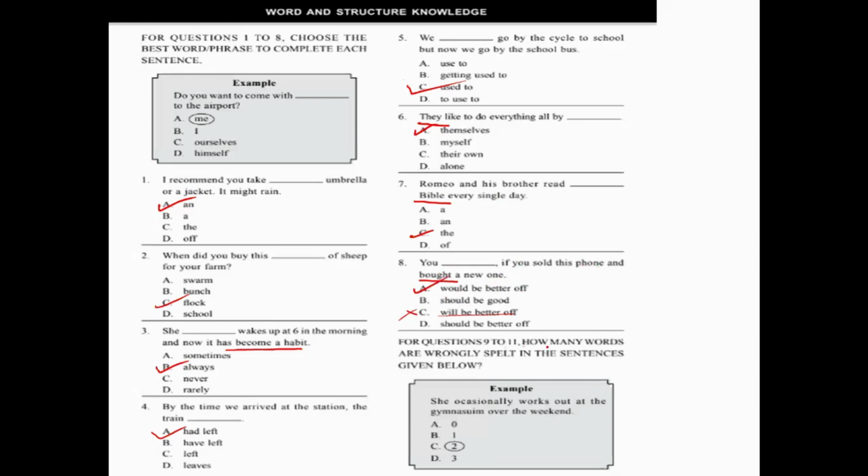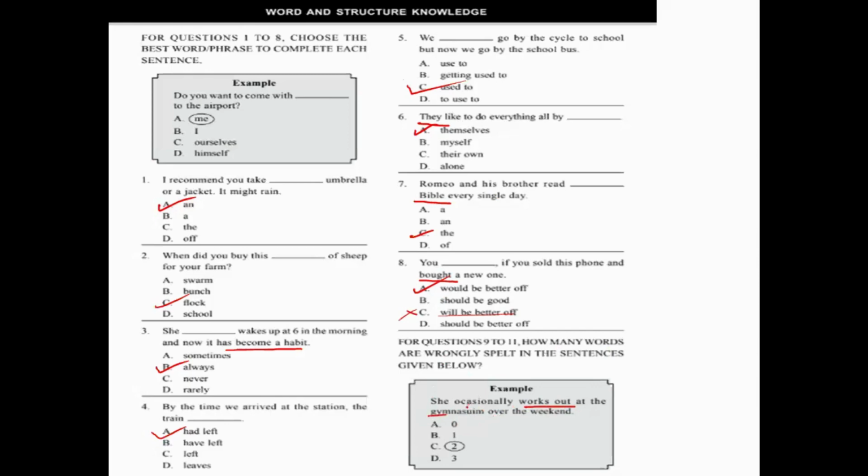Next, for questions 9 to 11, how many words are wrongly spelled in the sentences given below? Now you have to count the number of words that are wrongly spelled. Okay, like, she occasionally works out at the gymnasium over the weekend. So it's about workout. So where do we do the workout? So obviously at the gym, right? It can't be gymnasium. Gymnasium refers to secondary school. Okay, but here it should be gym, not gymnasium.